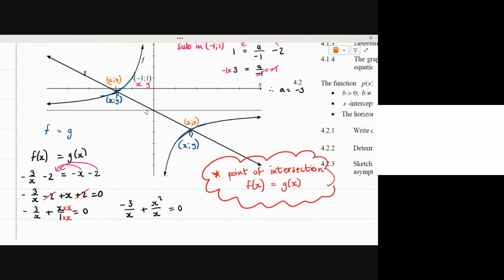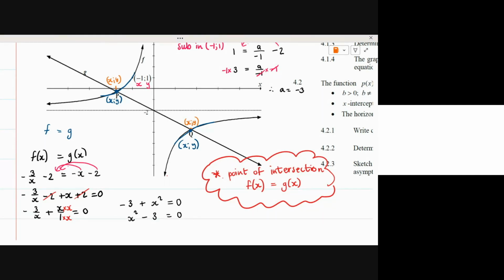Now, remember the nice thing about equations? As soon as my equations have the same denominator, I can just drop it. I don't really need my denominator anymore. So I've just got -3 plus x squared equals 0. Okay, I'm going to rearrange this. Is that okay? I'm just going to put the x squared first. Otherwise, my OCD kicks in. I'm going to write this as x squared minus 3 is equal to 0. Okay, and then we need to solve for x.